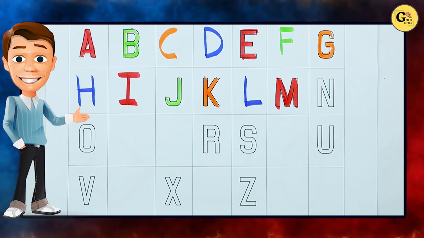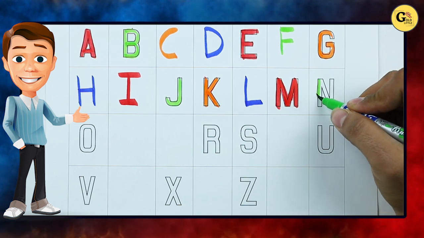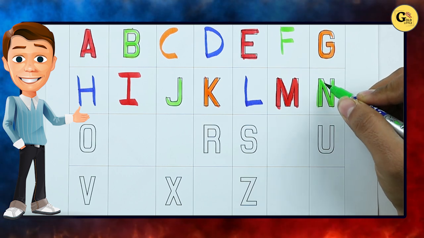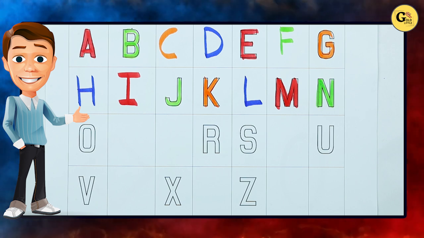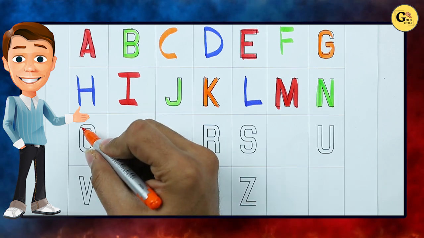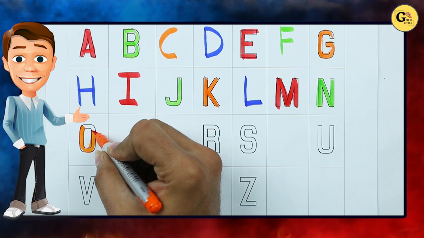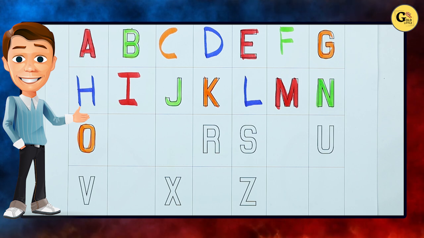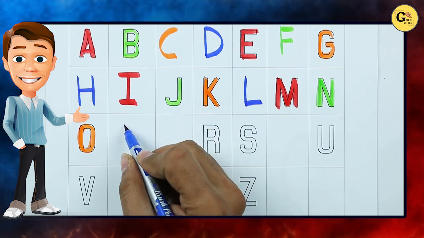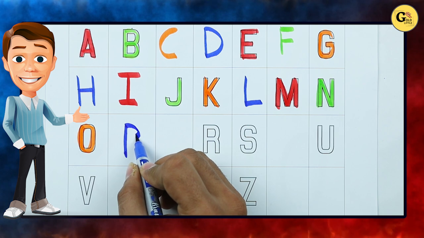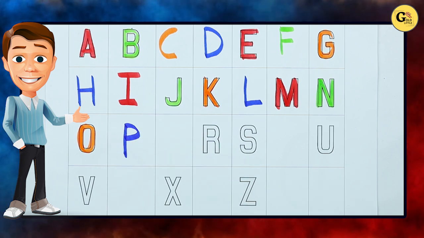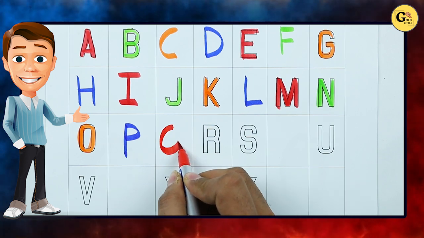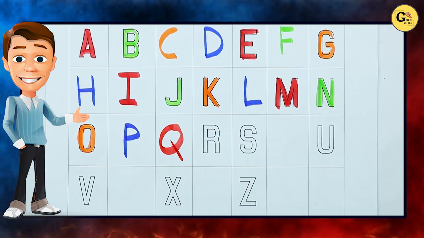What next? Tell me. Right. N. N for nest. N with green color. O. O for octopus with orange color. What next? Tell me. Yes, it's P. P for parrot. What next? Tell me. Q. Q for queen.